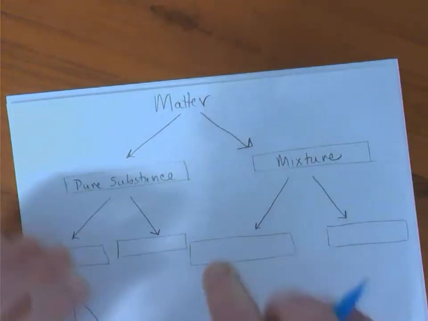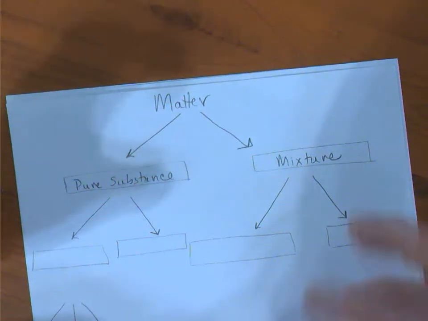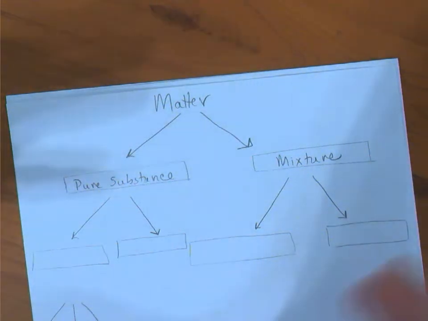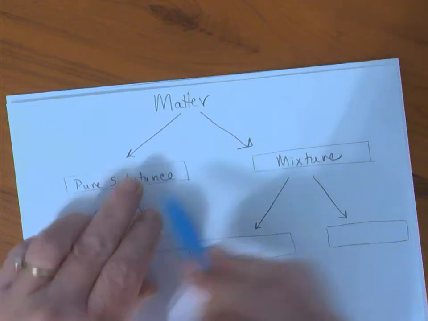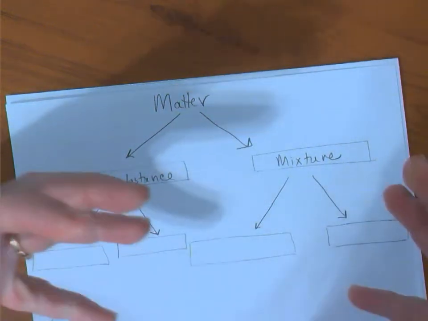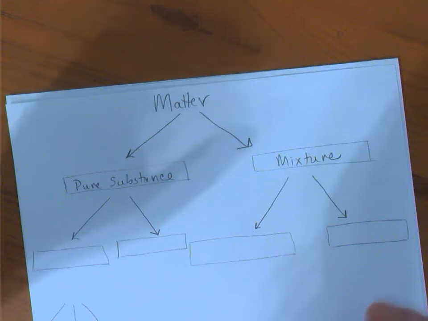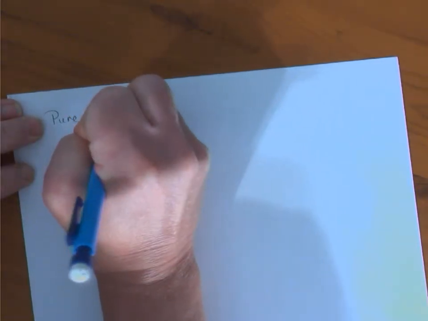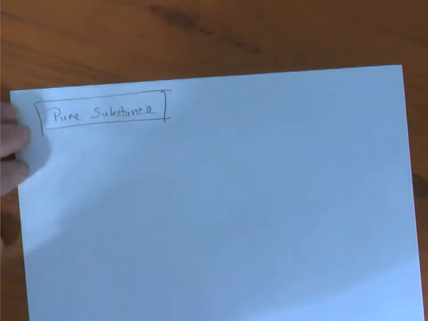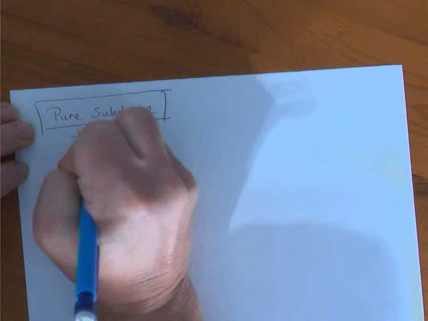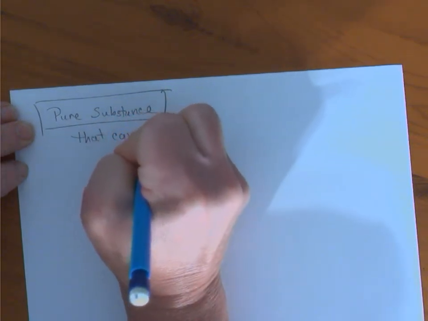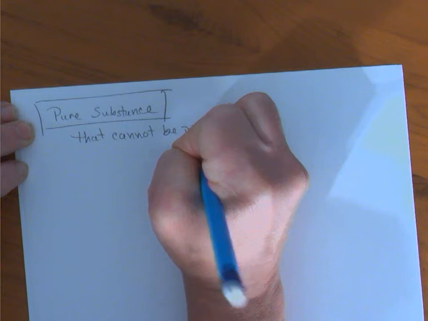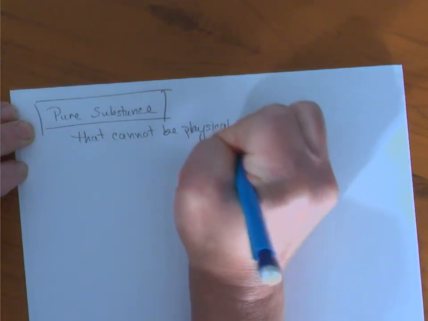Now we need to be very, very careful carrying the use of everyday adjectives like pure, substance, and mixture into chemistry, because we often in chemistry define things a little differently. So, what exactly is a pure substance? All right. A pure substance is a sample of matter that cannot be physically separated.